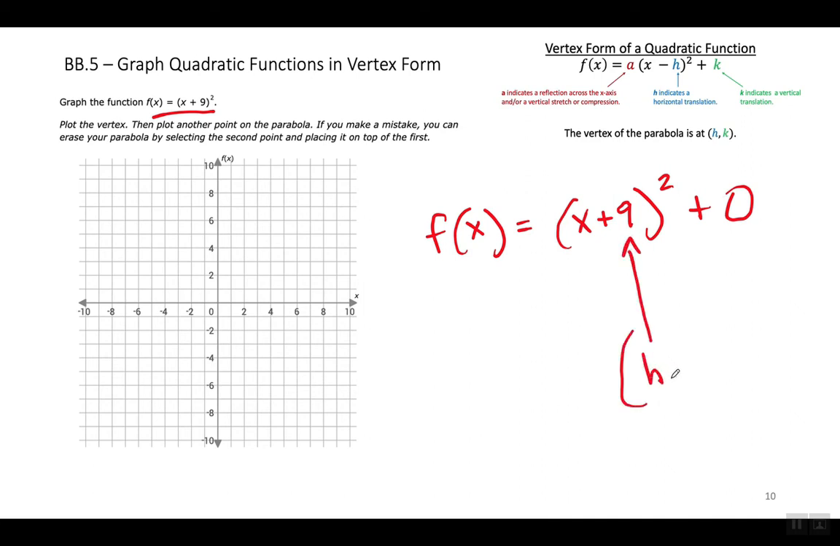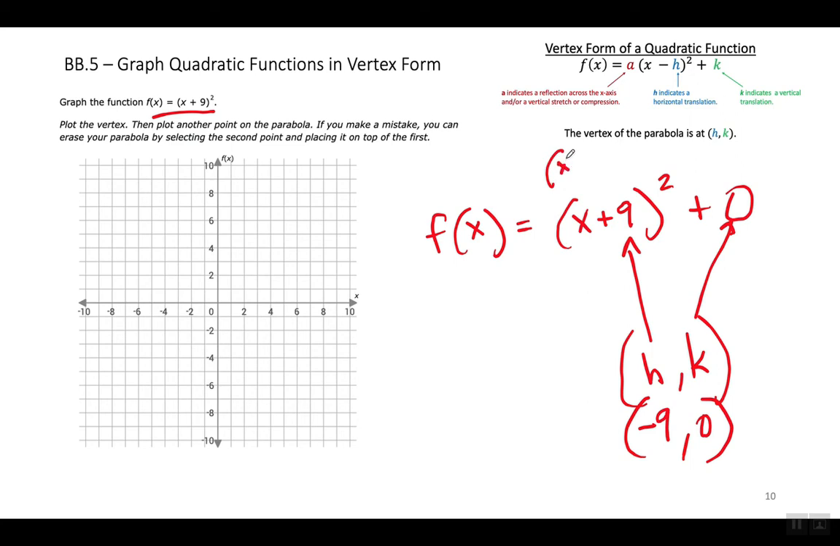So h is positive 9. I'm sorry, I made the same error when I spoke last time. H is negative 9. I'm sorry, negative 9. And k is 0. Okay? If I'm making that mistake, that means, because I'm trying to do two things at once, that a lot of you guys are going to make the same mistake as well when you're not 100% focused.